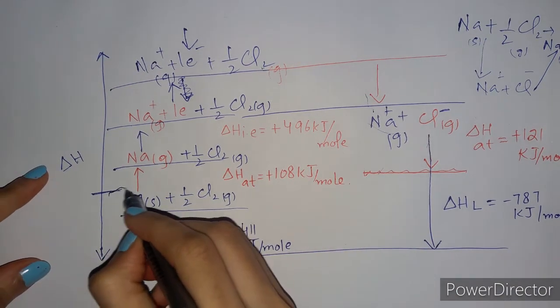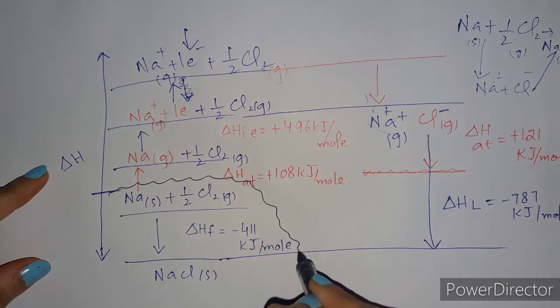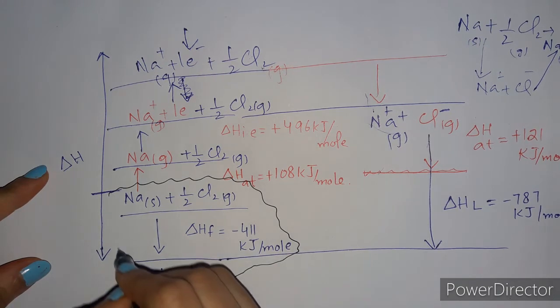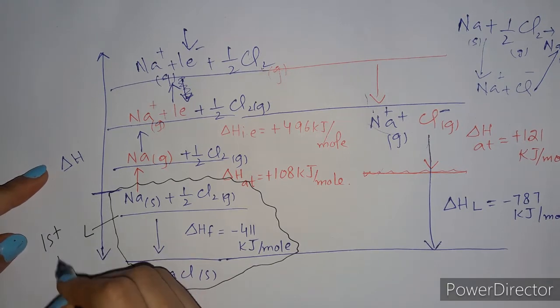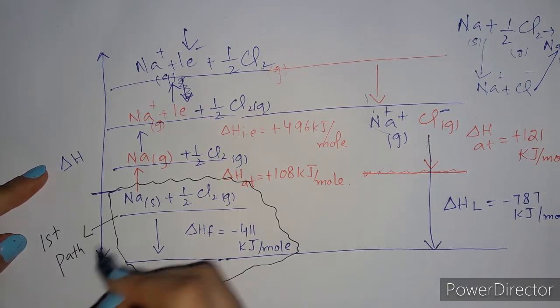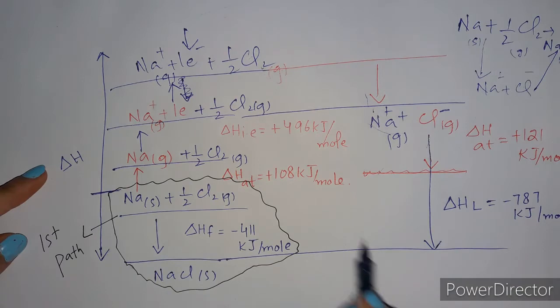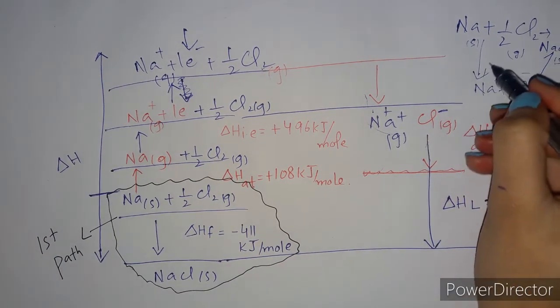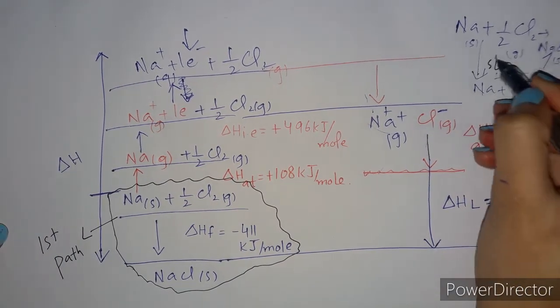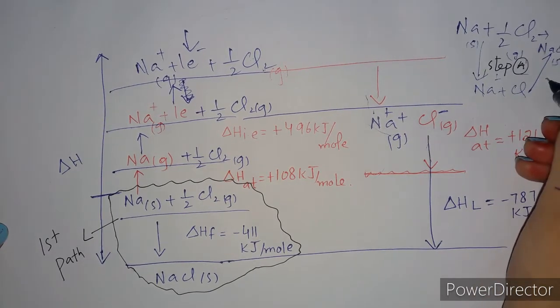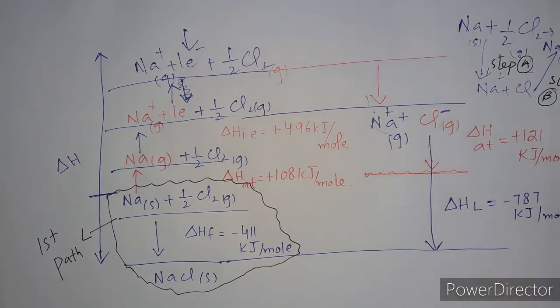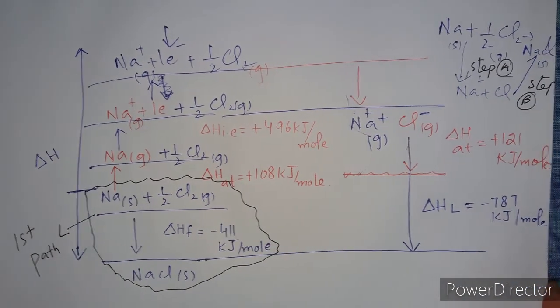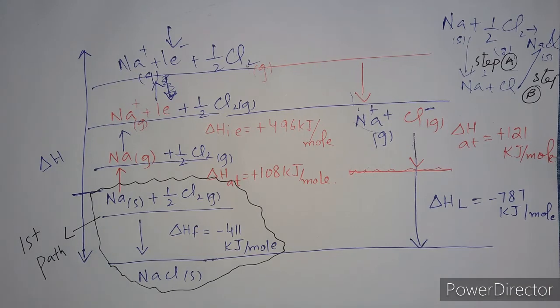This is the first path, and this whole is the second path. This is step A and this is step B. So in this way you will draw the diagram of Hess's law.